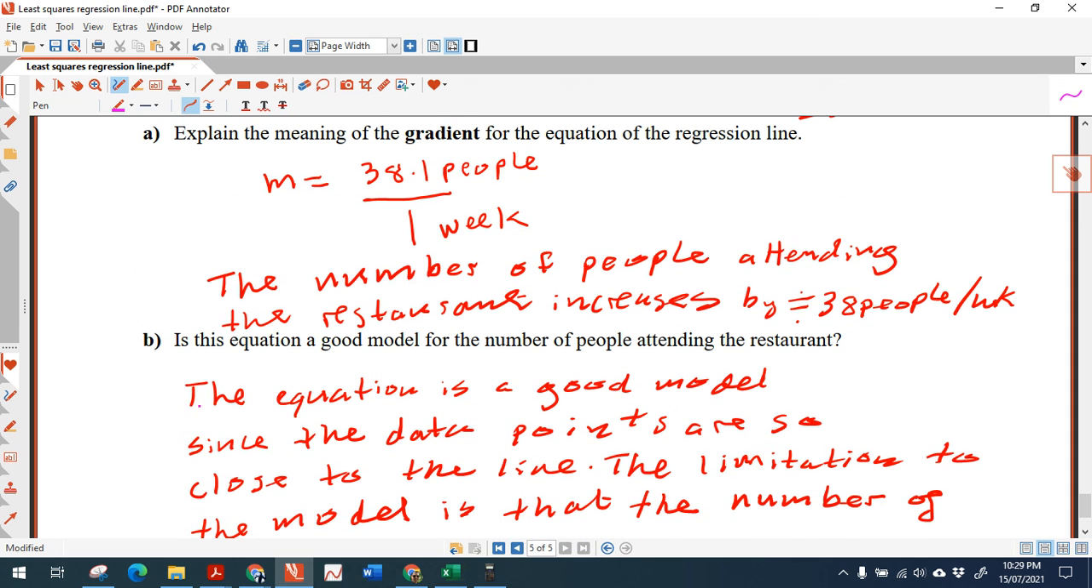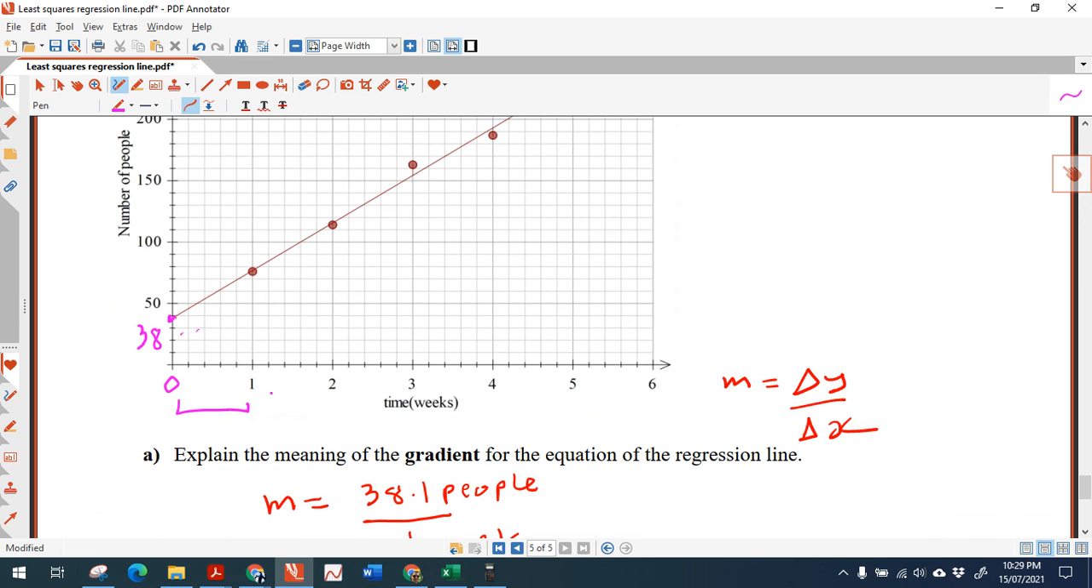Okay, and that is it for the regression line. That's the end of the Year 12 advanced course. Okay.